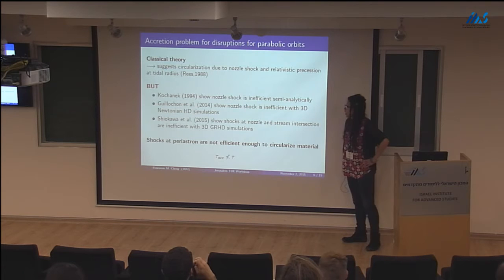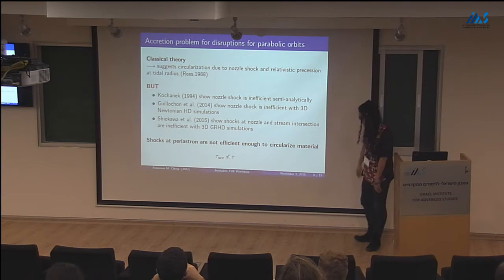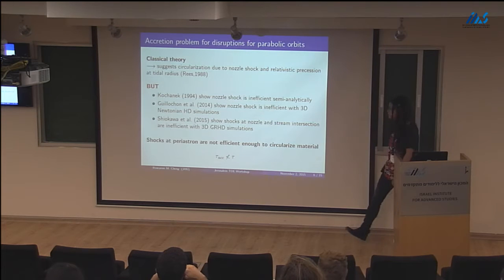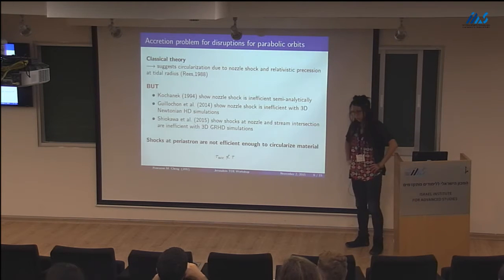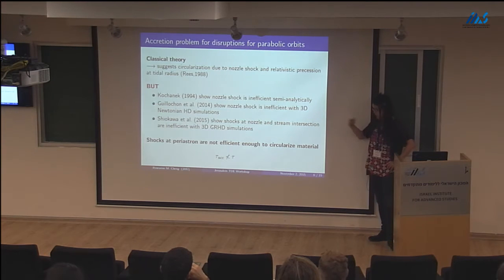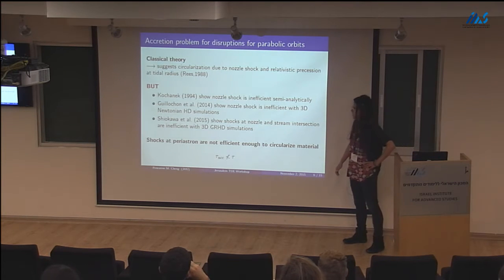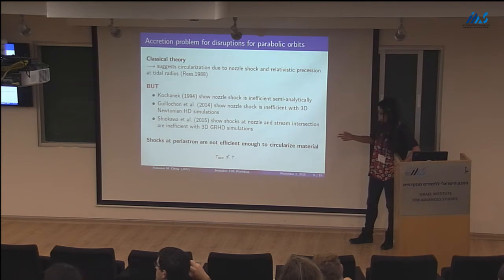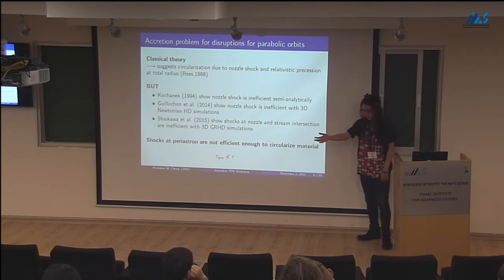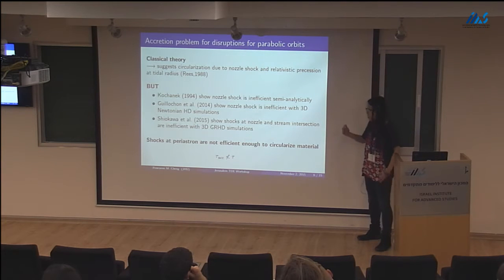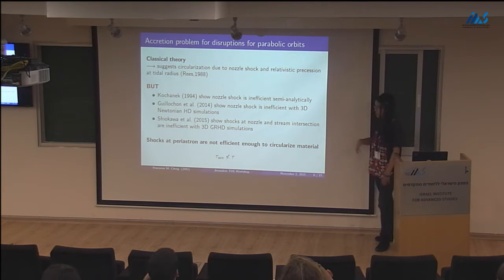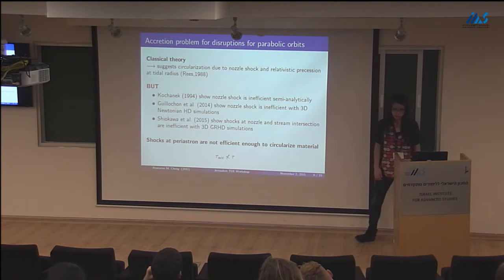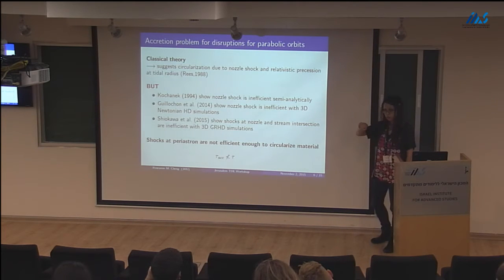However, Kochanek showed semi-analytically that this nozzle shock is inefficient. With 3D Newtonian hydrodynamic simulations, Guillochon et al. showed that it's also inefficient. And then more recently, in Shiokawa et al., the shocks at periastron, as well as shocks when the stream intersects, are not efficient enough with 3D GR hydrodynamic simulations. And so, as it stands, the shocks at periastron are not efficient enough to circularize material, and the accretion timescale is not smaller than the period of first return for the debris.